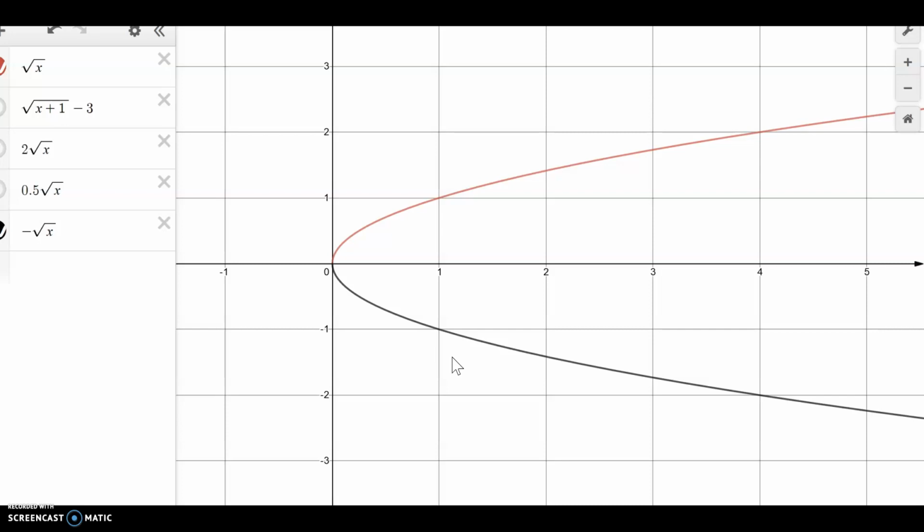Okay? So those are the kinds of transformations I want you to be able to use in describing the transformation, and I will be adding more notes on that.